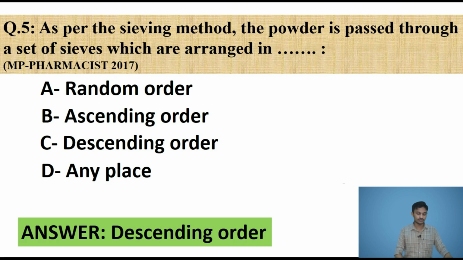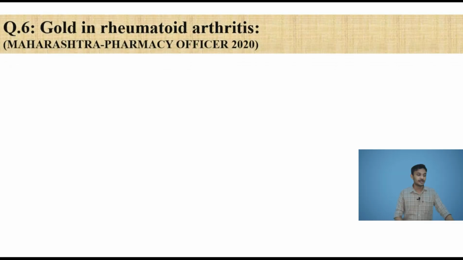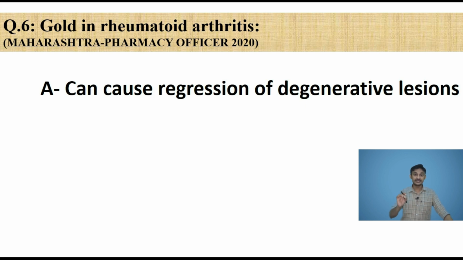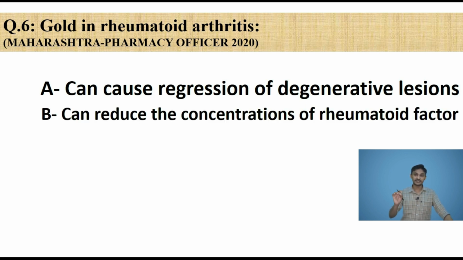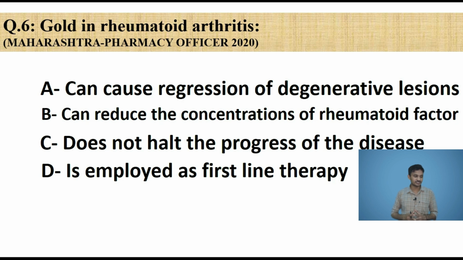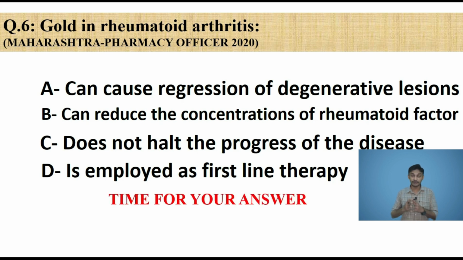Now we are moving to the next question, question number 6. Gold in rheumatoid arthritis. We know gold is one of the DMARDs, that is disease modifying anti-rheumatoid drugs, for rheumatoid arthritis. Options are: A, can cause a regression of degenerative lesions; option B, can reduce the concentration of rheumatoid factor; C, does not halt the progress of the disease; option D, is employed as first line therapy. Now you can write your answer.